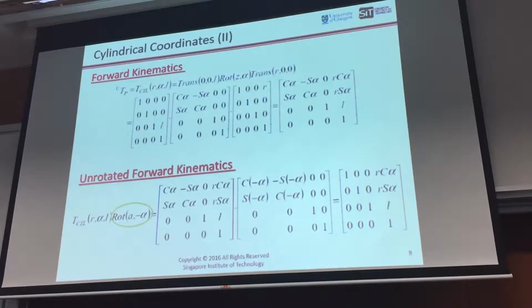Now, what is inverse kinematics for positions? What information am I given? The final location. That means I will be given P X, P Y, P Z. This is what I'm given. I need to find my R, L, and alpha. I'm given this. I need to find this.